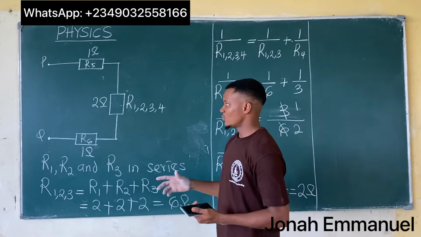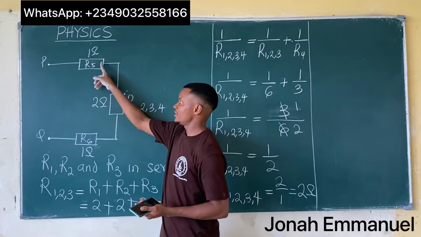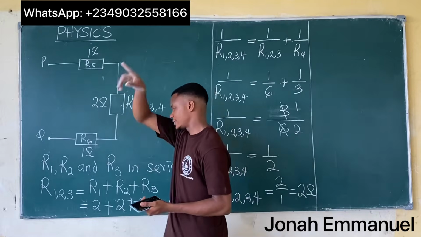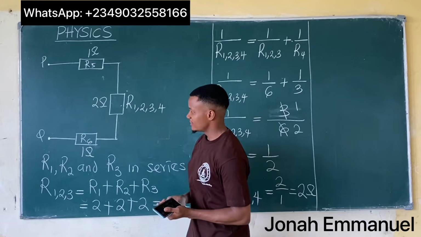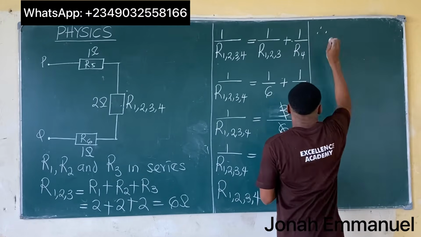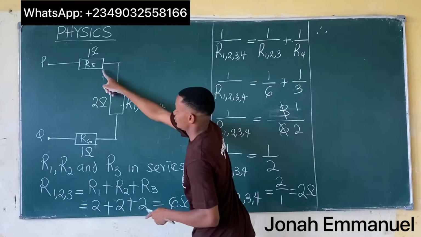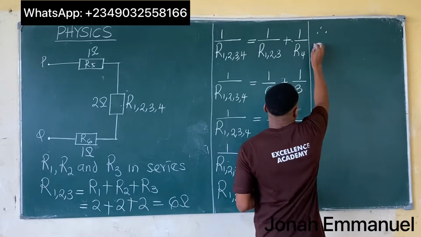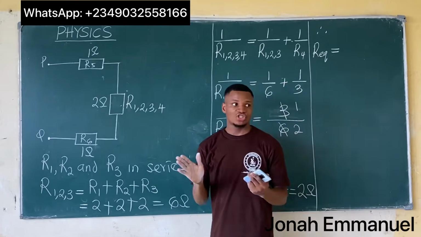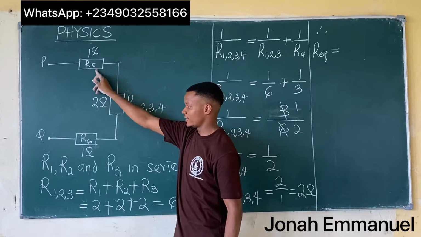Now finally, to get my final answer, I can see that R5 is connected in series to R1,2,3,4, also connected in series to R6. So I will now get my final equivalent. The equivalent resistance, this is a series connection. So for series connection, Req is equal to, just sum the values. So it becomes this value plus this value plus this value.